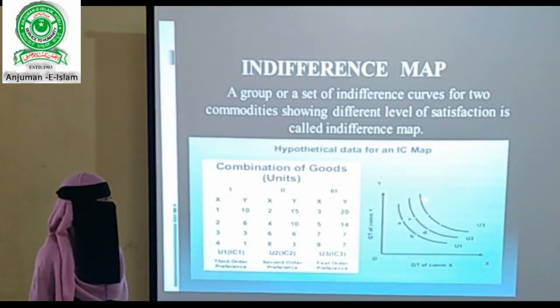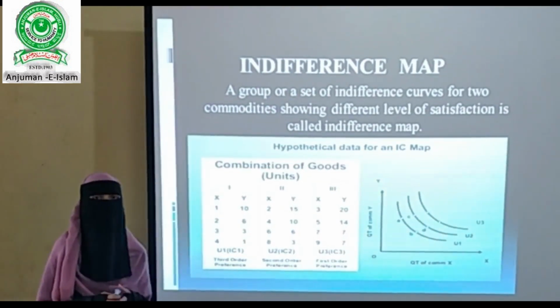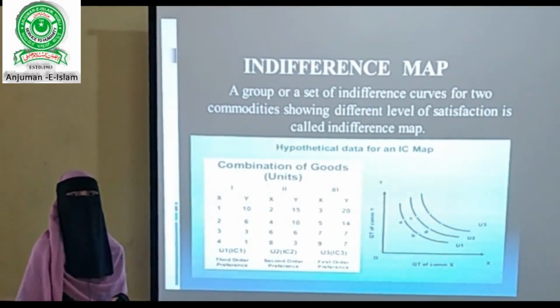So being rational, the consumer will always prefer the higher indifference curve, which is going to give him a higher level of satisfaction. This very act in economics is called monotonic preferences.